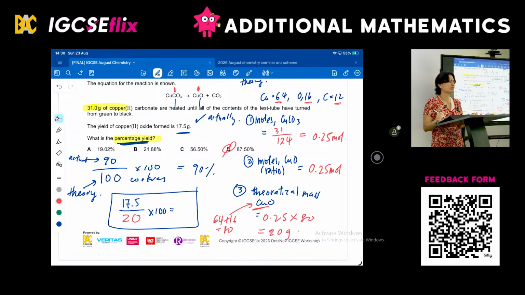Teacher, counting so much for one question. Yeah, but actually, if you know, it's very fast. So that's why I said, if you're not good at counting, leave it to the end.